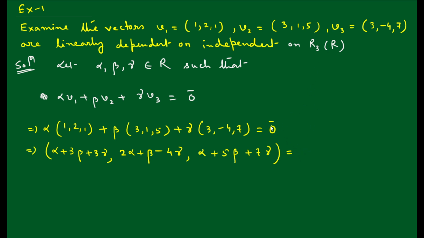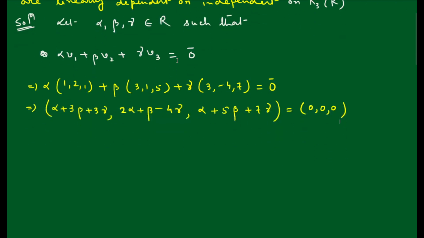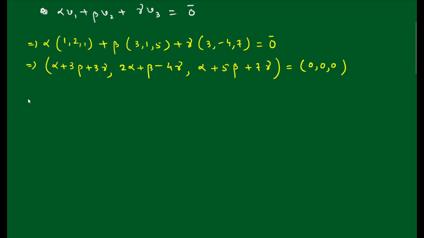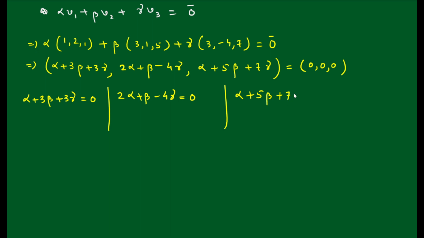So since it is R cube, it is also 3-dimensional, so the value of 0 bar will be 0 0 0. Now we have to compare: alpha + 3 beta + 3 gamma equals 0, 2 alpha + beta + 4 gamma equals 0, and alpha + 5 beta + 7 gamma equals 0. So here we are getting 3 equations.